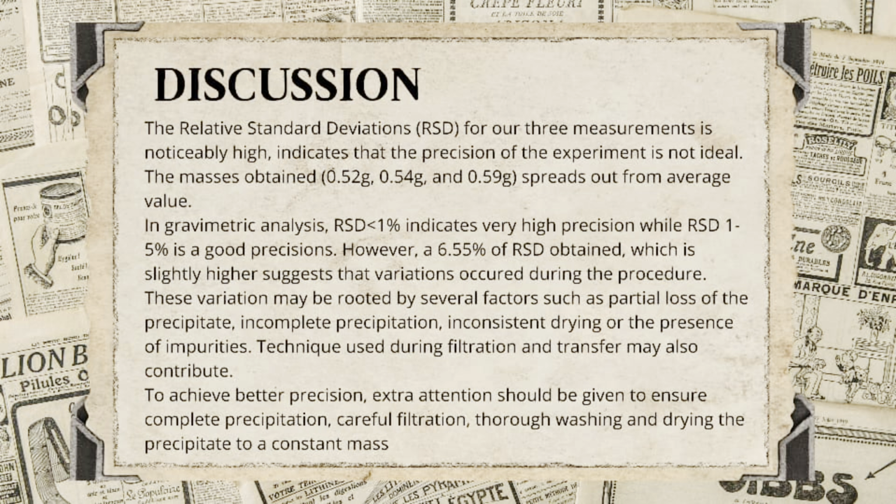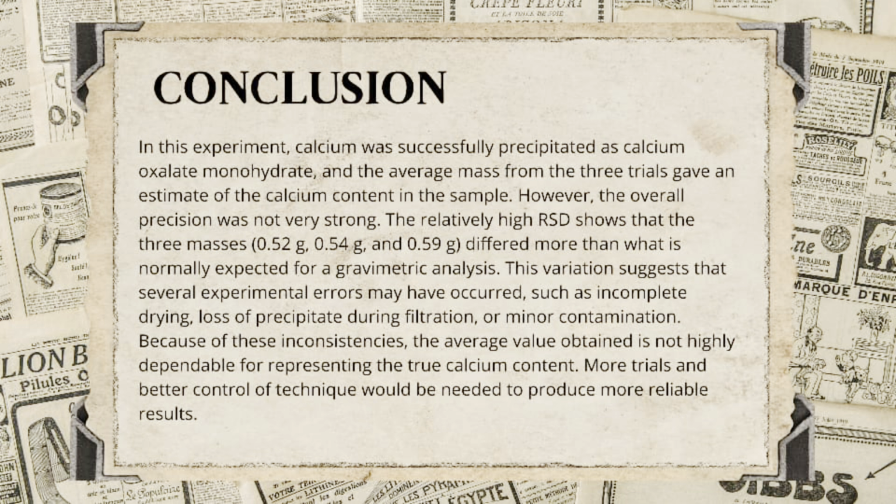To achieve better precision, extra attention should be given to ensure complete precipitation, careful filtration, and thorough washing and drying of the precipitate to a constant mass. In this experiment, calcium was successfully precipitated as calcium oxalate monohydrate, and the average mass from the 3 trials gave an estimate of the calcium content in the sample. However, the overall precision was not very strong.